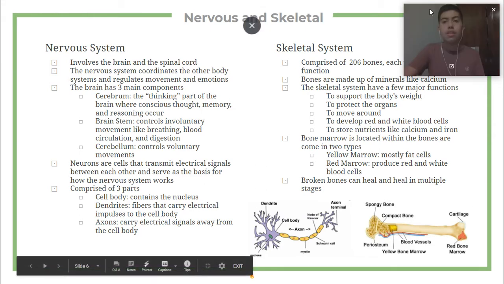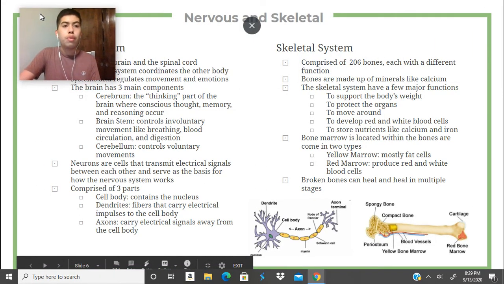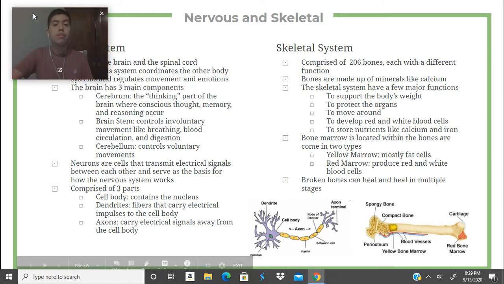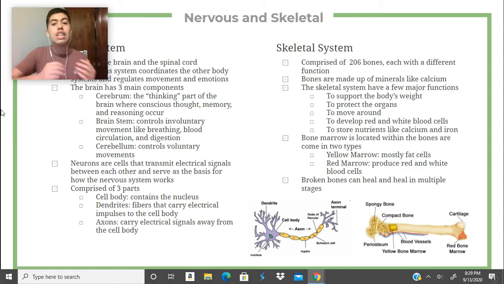And then for the skeletal system, you should remember that the skeletal system is comprised of 206 bones, each with a different function. Bones are made up of minerals like calcium, and the skeletal system has a few major functions, specifically to support the body's weight, to protect organs, to move around, to develop red and white blood cells, and to store nutrients like calcium and iron.